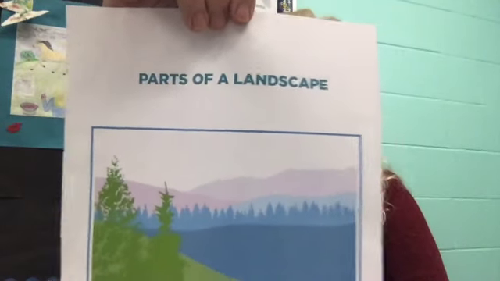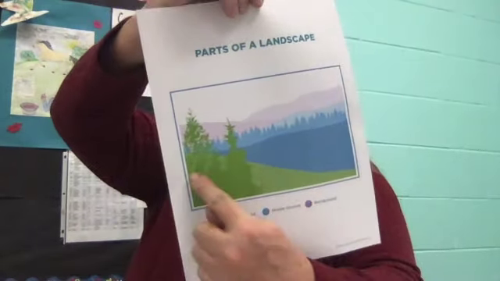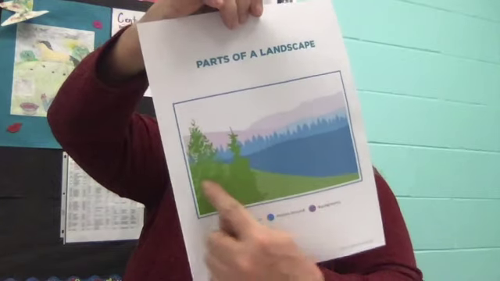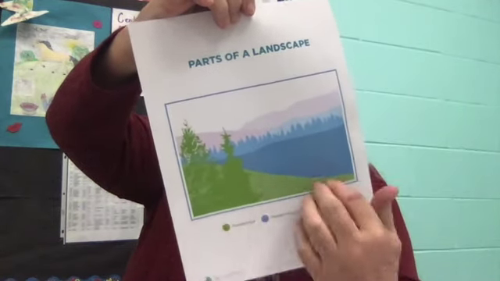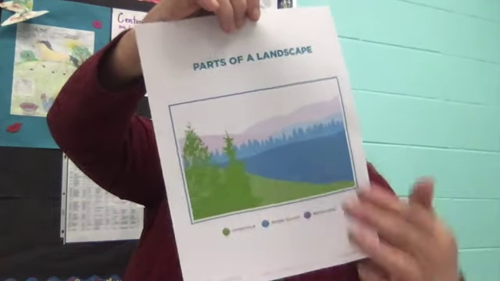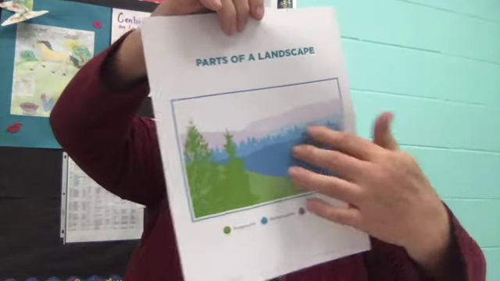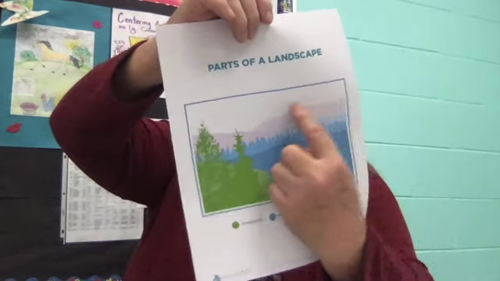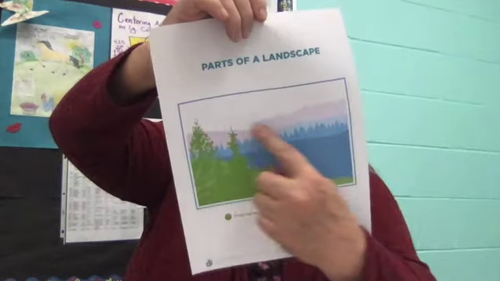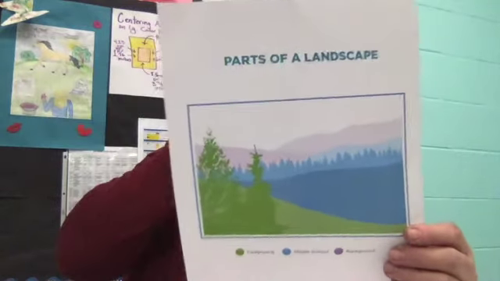Parts of a landscape. This here is the foreground. It's lower to the page and it looks bigger. The middle ground, it looks like it's in between the page. The background, way back up in here, that is showing things way off into the distance. You're going to need to show that with your picture.